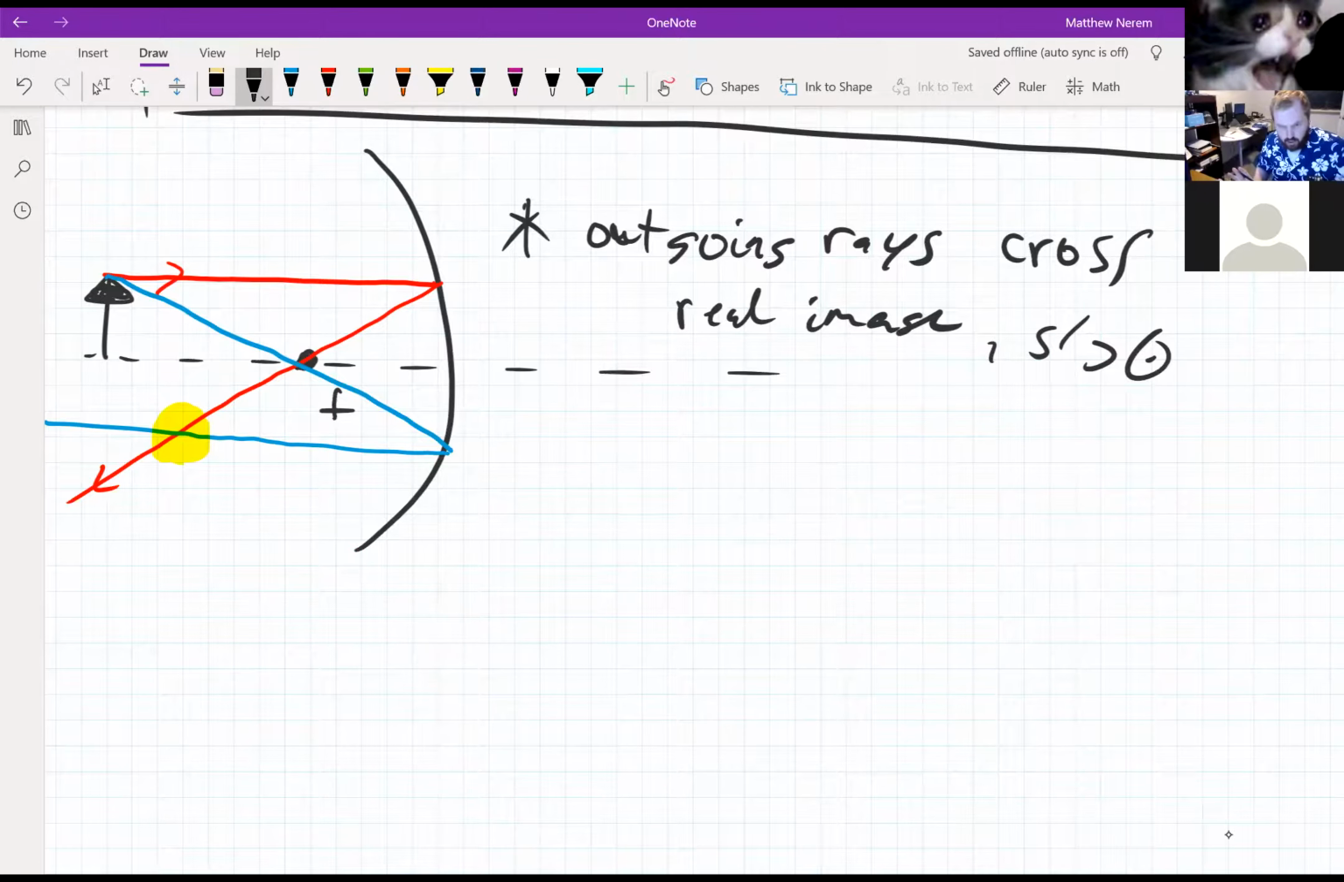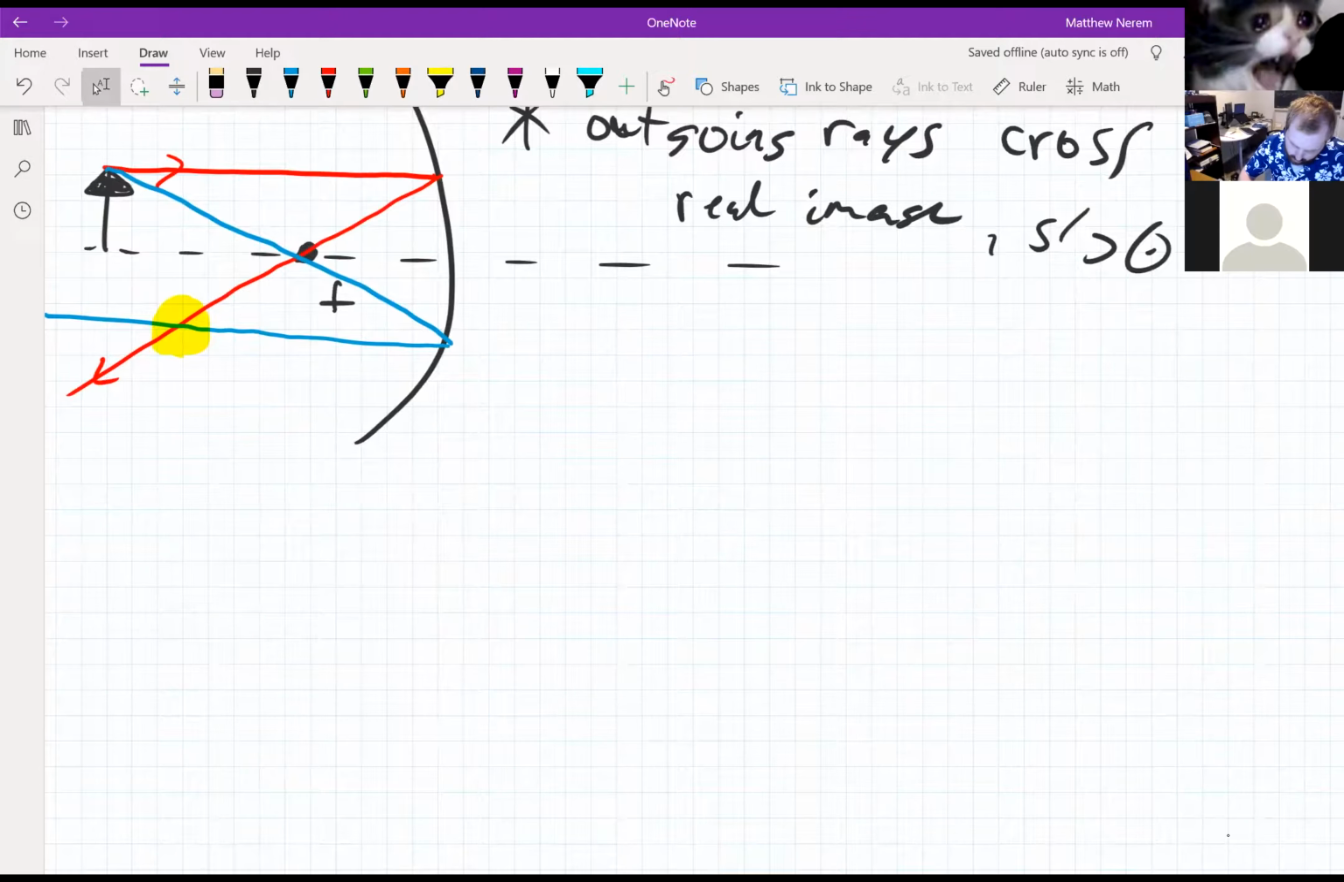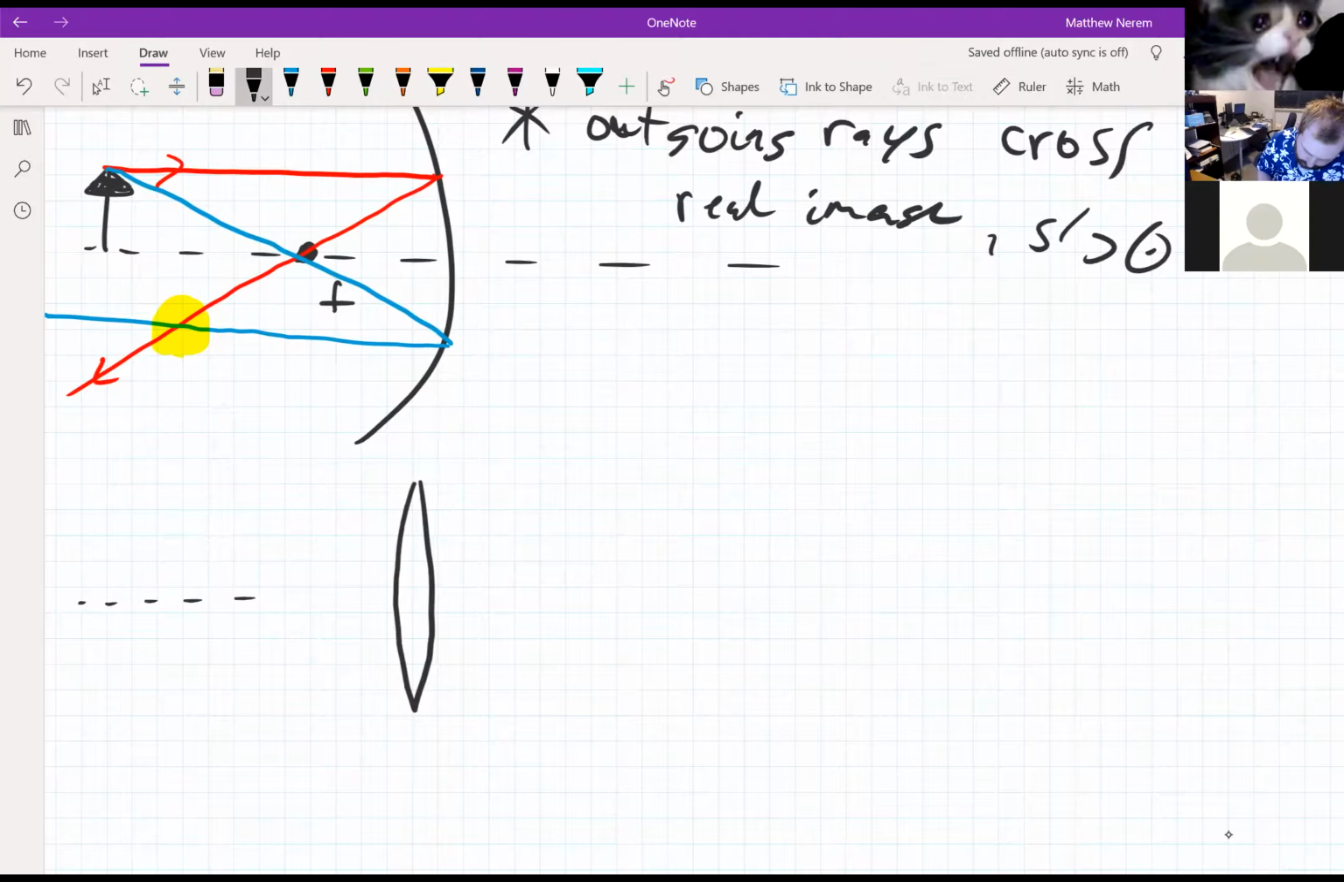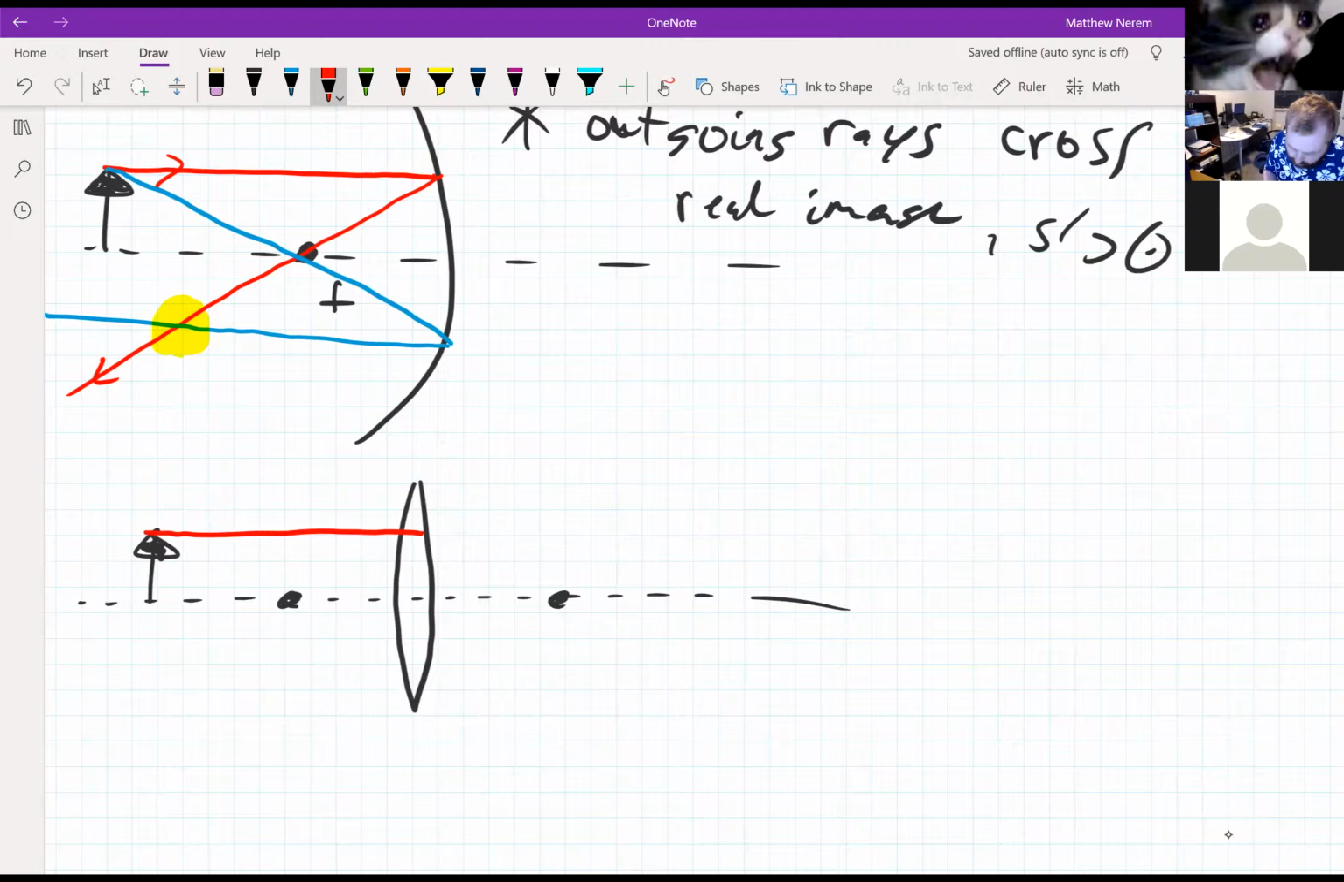Everyone okay if I scroll this image off the screen? All right. So here's my converging lens. I'll put my object here. All right, same game. Shoot in parallel. Instead of reflecting, now we refract.